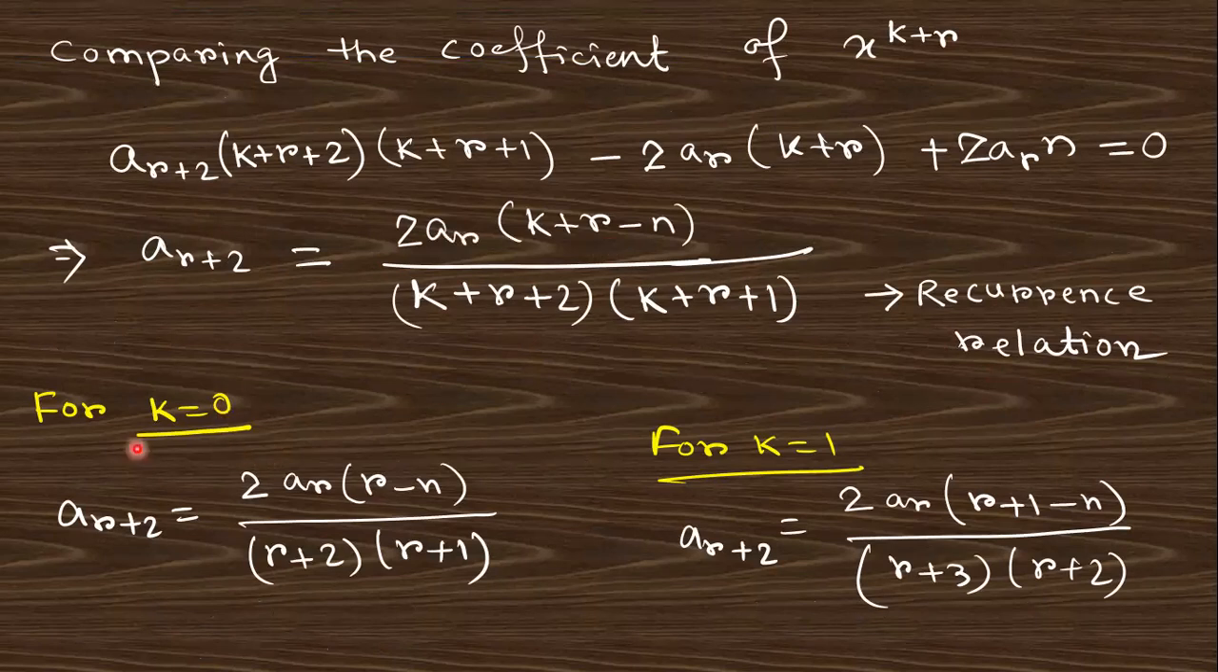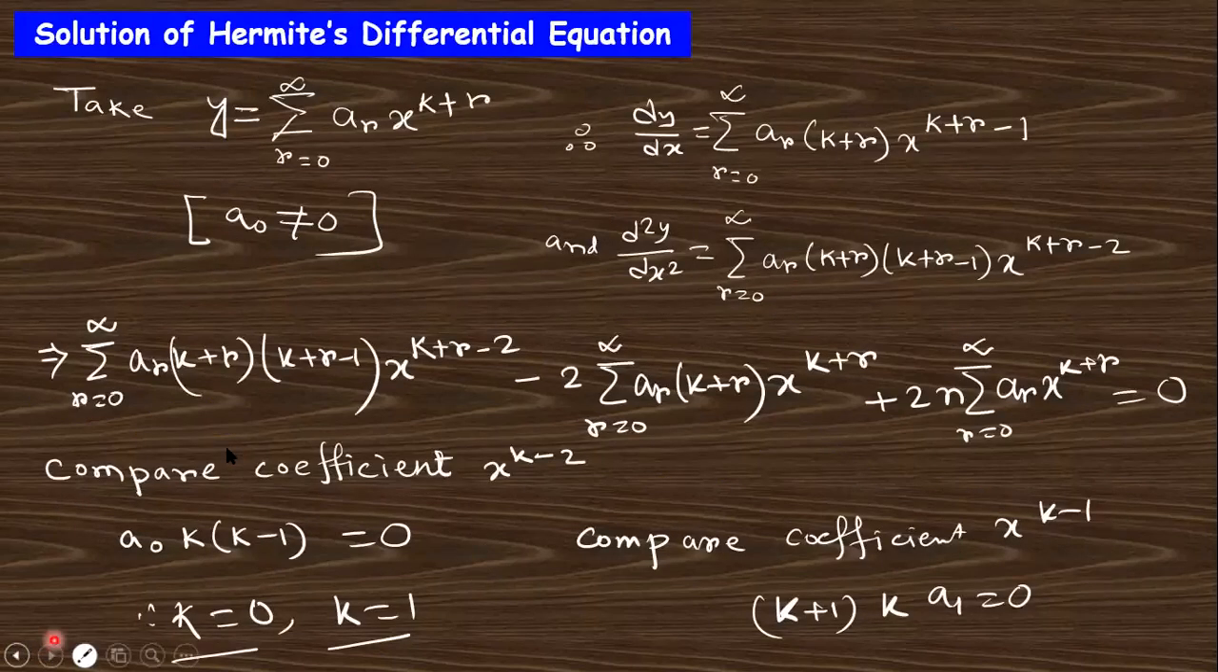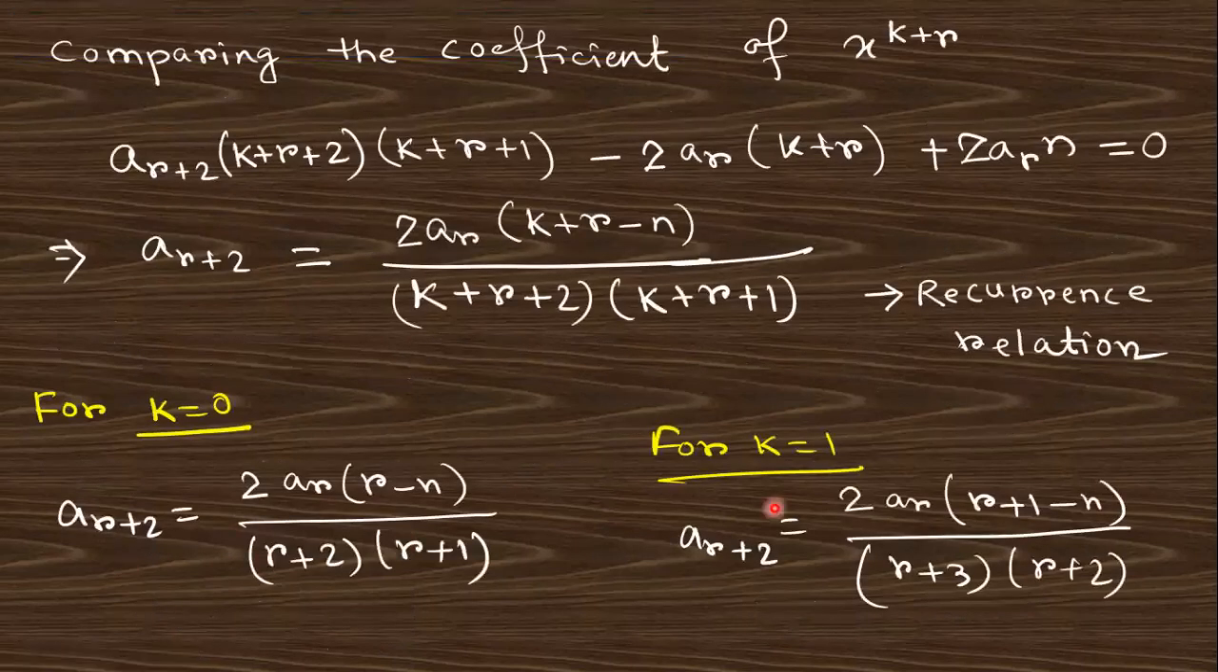Now, there are two values of k already obtained. So if you put k equal to 0 and k equal to 1, you will get these two recurrence relations.